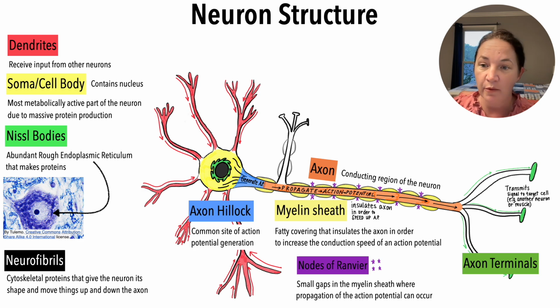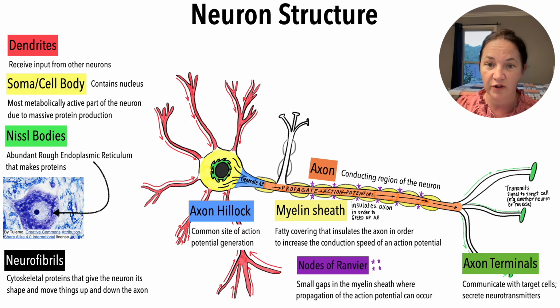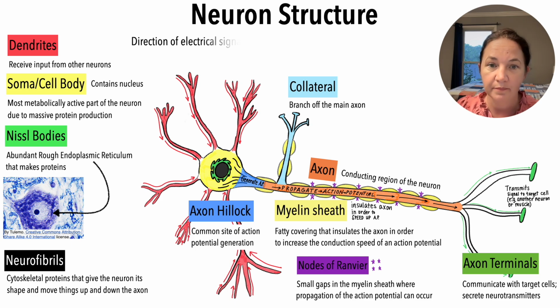Usually we're talking it would be another neuron. It could also be a muscle or a gland. So these communicate with the target cells by secreting neurotransmitters. Then we have occasionally something called a collateral that I've drawn in light blue here. This is a branch off of the main axon.